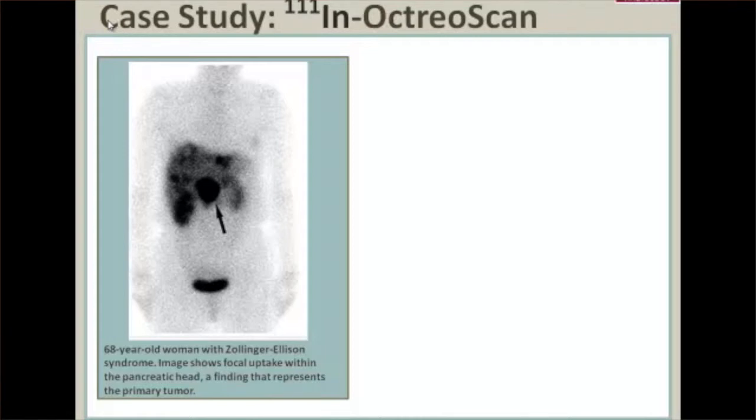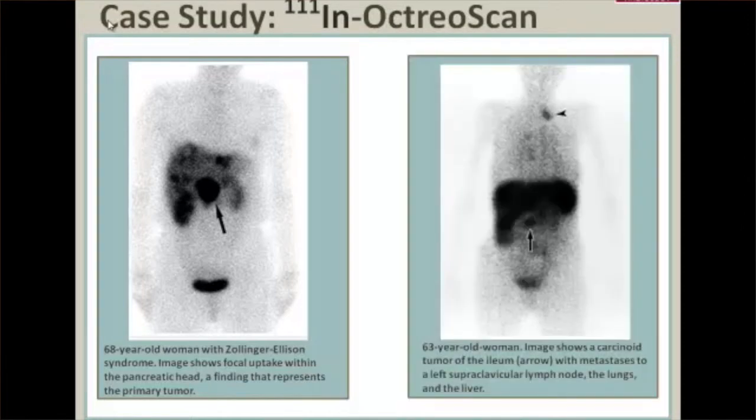So this is a 67-year-old woman who has Zollinger-Ellison syndrome, and you see focal uptake in the head of the pancreas right here, that big arrow, and so that's where the primary is. This is another example of this fuzzy imaging, and what we see is a 63-year-old woman with a carcinoid, and it's in the ileum, so that's right here. That's part of the small bowel, and you can see that there's activity throughout the liver and in the spleen, and then you see that there's also a lymph node and some other lesions as well as the lungs.